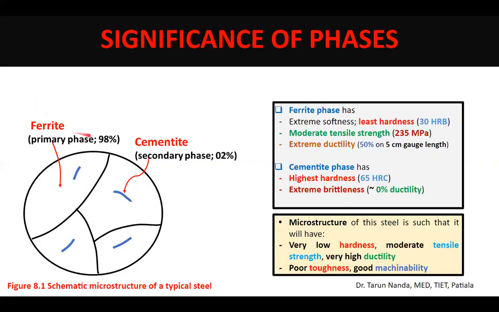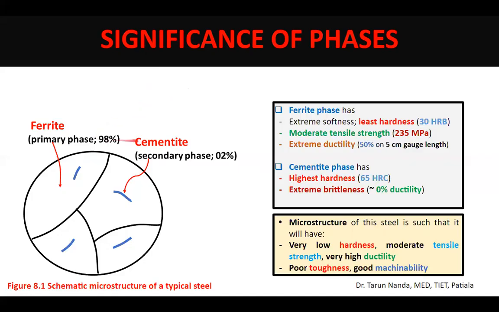But now the primary phase is 98%. So 98% means the strength, ductility, and hardness values would largely be similar to those of ferrite. The remaining would be influenced by the cementite. Now let's come to the next properties, like impact strength, hardenability, and machinability.